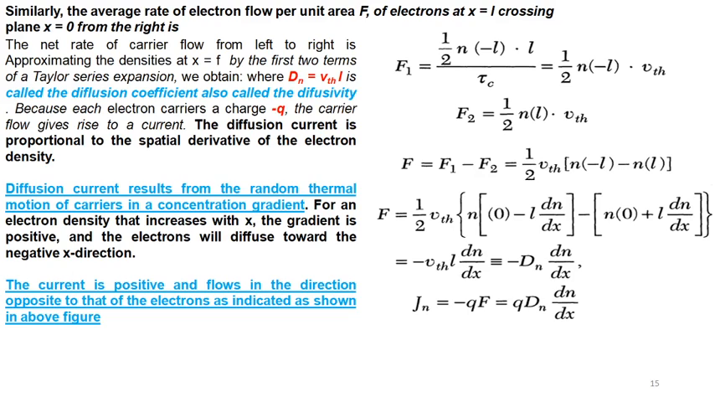where Dn is nothing but the diffusion coefficient for electrons, also called the diffusivity. This diffusivity we can again write in terms of current density Jn, which is equal to q Dn dn by dx, because Jn is equal to minus q times the F value you already have. Here dn by dx is the electron density gradient, meaning how the carriers change with distance.